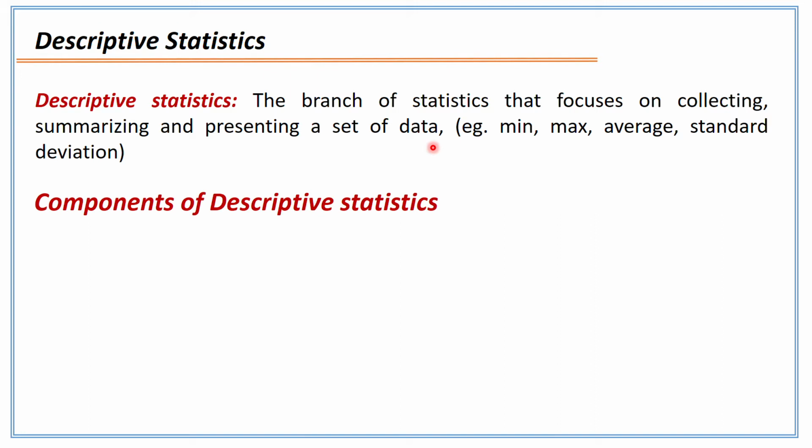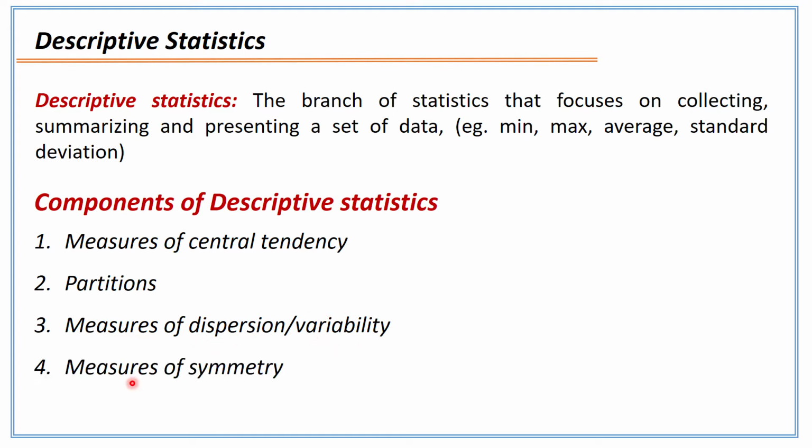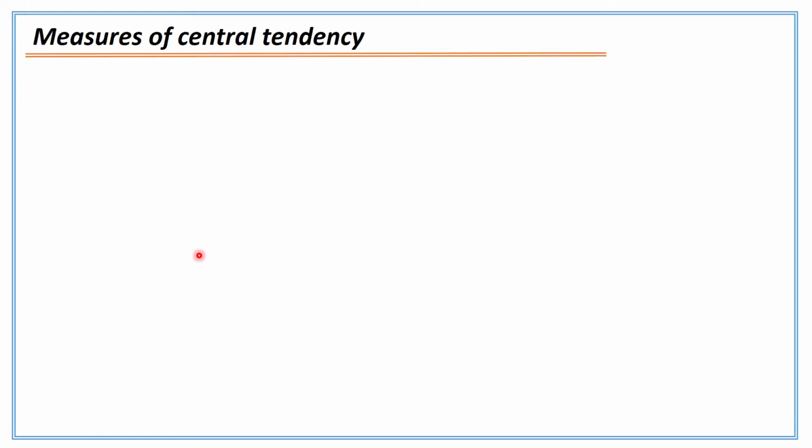Now, what do we read in descriptive statistics? What are the components of descriptive statistics? First is the measures of central tendency. Second is the partitions. Third is the measures of dispersion or variability. And fourth is the measures of symmetry. In this video, we will specifically understand the measures of central tendency we need to read in descriptive statistics.